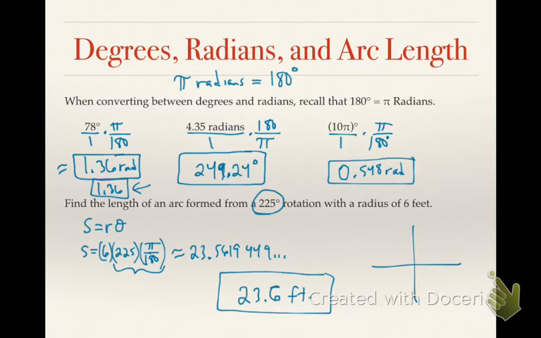So here is an example. So here's 6 feet. 225 will bring me to about maybe here. So this length right here is 23.6 feet. Make that a little better. 23.6 feet. Okay, that arc with a radius of 6.